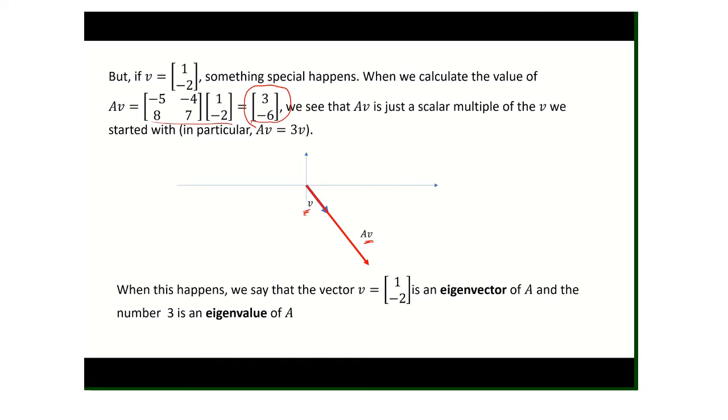It's something very special that happens with matrices. It has all kinds of practical applications, but when this happens, when multiplying a vector by a matrix gives you just a multiple of what you started with, we say that the vector we started with is an eigenvector of the matrix. The number 3, the scalar that it's multiplied by, is an eigenvalue. So Av is equal to 3v. That is, when we have that, we call that an eigenvector and an eigenvalue.